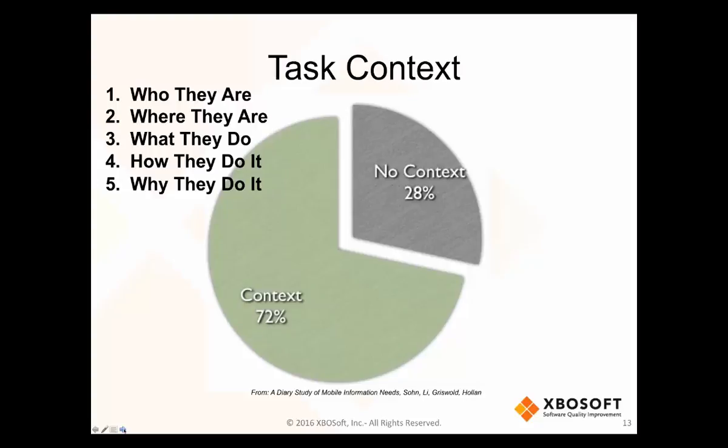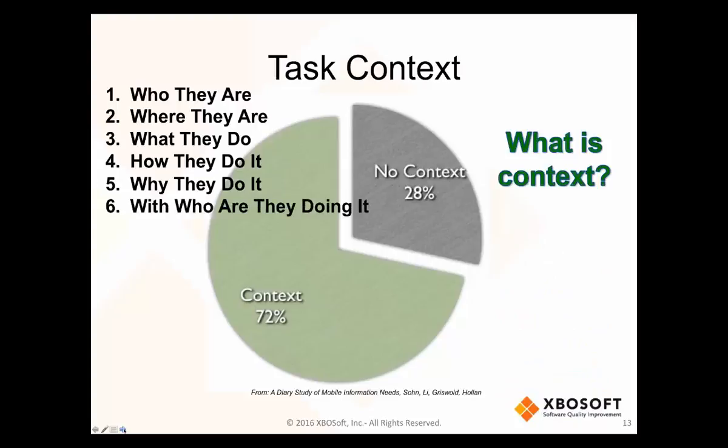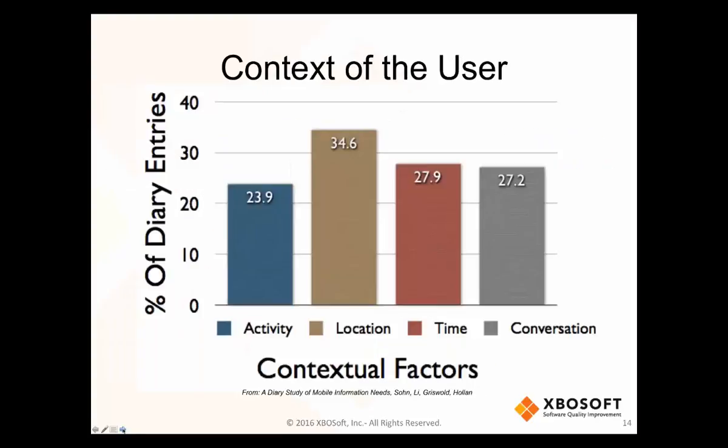And probably one of the most overlooked context questions is why they're doing it. What is their goal that they're trying to accomplish? And how is that goal different on a mobile platform than it would be on a desktop-based platform? And the last one, and this has to do with social networking, is with whom they are doing it, right? Who is around them, who are they working with, who are they communicating with? All that has to do with the new context of mobile apps.